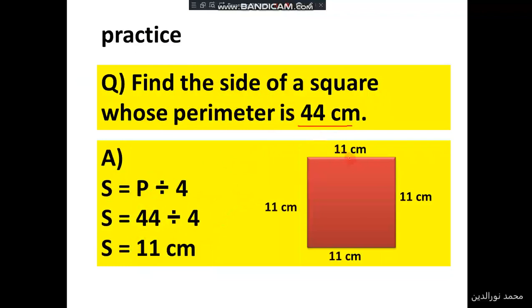To check, we add the sides. 11 plus 11 is 22, plus 11 is 33, plus 11 is 44. So we confirmed that the perimeter is 44 centimeters. So this perimeter has a side of 11 centimeters, and we followed the rule side equals perimeter divided by 4.